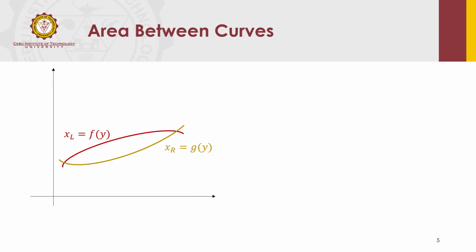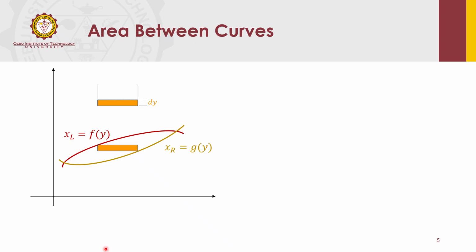We can also use a horizontal strip instead of a vertical one, especially if our functions are in terms of y. So as you can see here, we have x sub r meaning right, and x sub l meaning left. Okay, so let's say this is the horizontal strip that represents all other strips. Okay, so we get its length and its width. So its width is dy and its length would be similar as the previous slide.